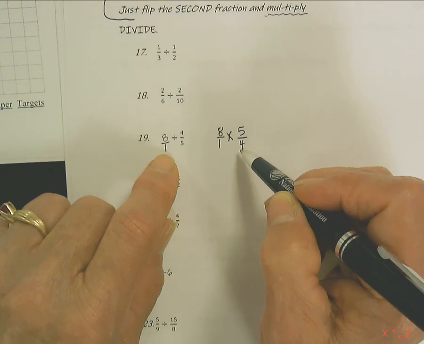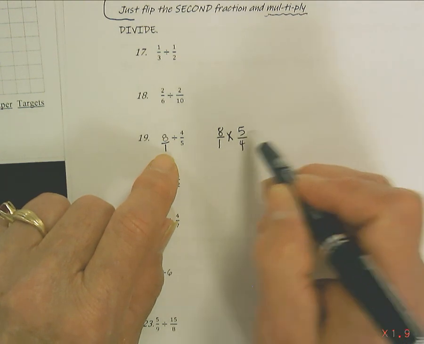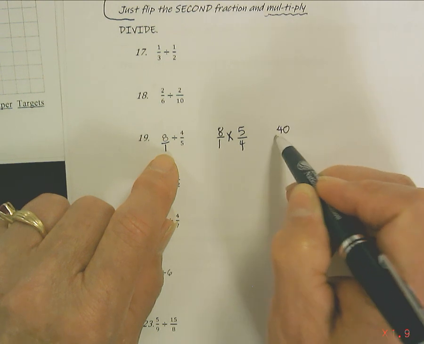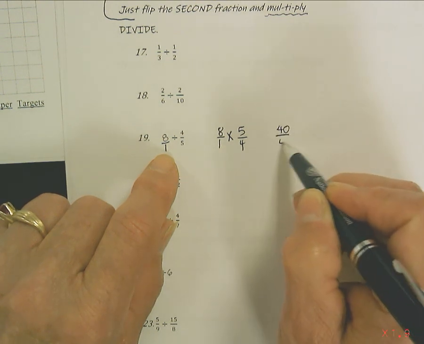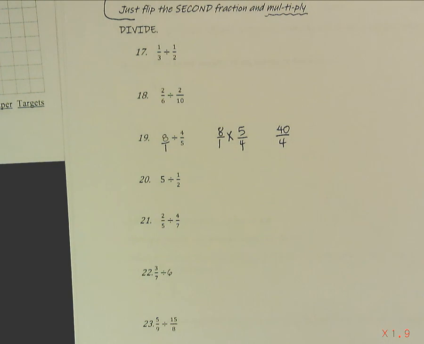Well, multiplying fractions is no big problem. It's the top times the top, 40, and the bottom times the bottom, 4. What do we need to do to that? I need to reduce it. Go ahead and reduce.